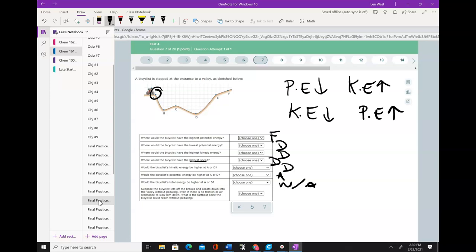And then it says, suppose the cyclist lets off the brakes and coasts down into the valley without pedaling. Even if there is no friction or air resistance to slow him down, what is the furthest point the cyclist could reach? It would have to be here, right? Because they can't have more energy than what they begin with. So they're going to end up just at a point where they have exactly the same energy as what they started with. So here they would have 0 kinetic energy and 100% potential energy, but they can't get up to F just by rolling.